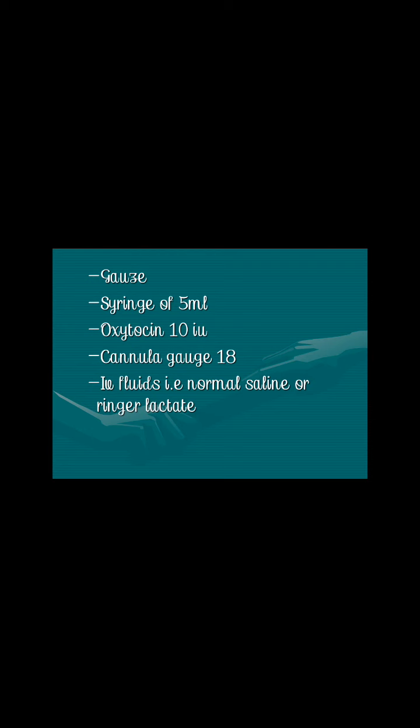Syringes, hii ni for administration of oxytocin 10 international units, hii inasaidia katika uterine contractions na kuzuia postpartum hemorrhage. Cannula gauge green, cannula zile zenye rangi ya kijani, hizo ni muhimu sana kwa ajili ya resuscitation kwa mama labda atapata PPH. We shall see in management of third stage of labor. IV fluid, normal saline na Ringer's lactate. Ni vitu vingi vya kuandaa, lakini lazima uwe tayari umeshajitayarisha.